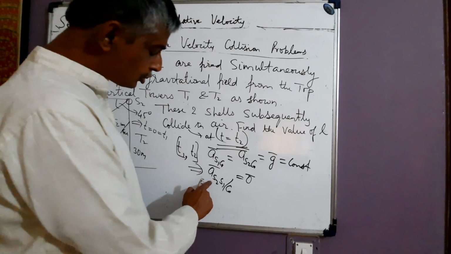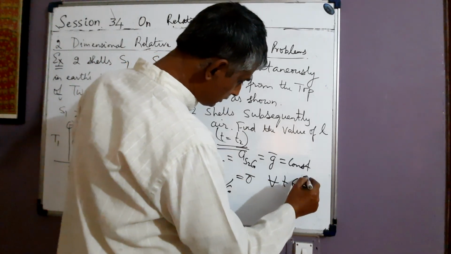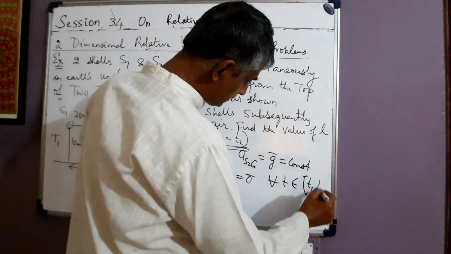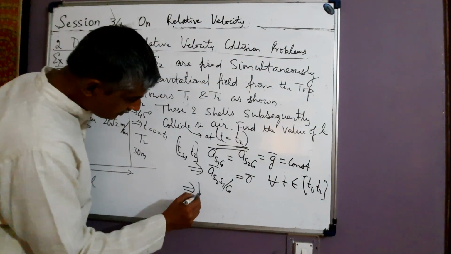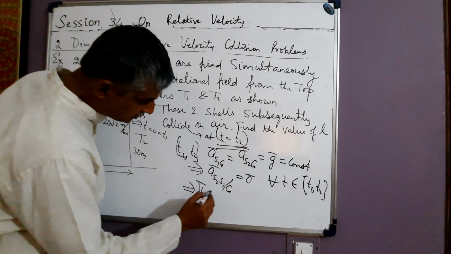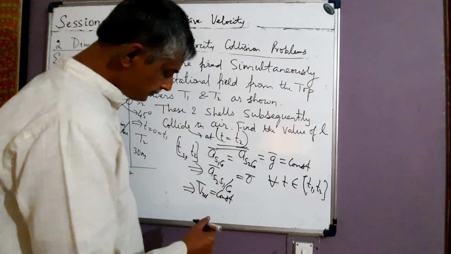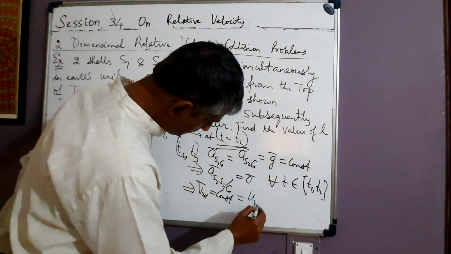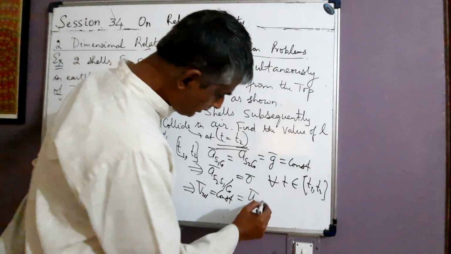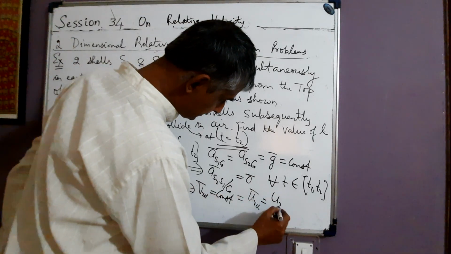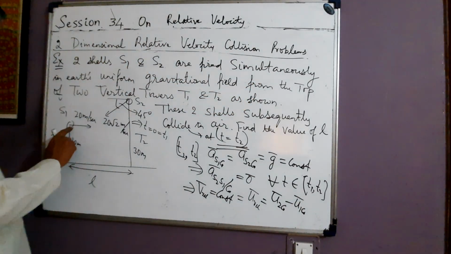Alright. So this means a_S2,S1,G is 0. That is, the relative acceleration of S2 with respect to S1 in ground frame is 0 for all t belonging to t1 comma t2. That means relative velocity between these two shells is constant for all time interval t belonging to t1 comma t2. That is same as the relative velocity between the two shells in ground frame at t equals t1, that is initially. That is just equal to u2G minus u1G. This is u1G, this is u2G.